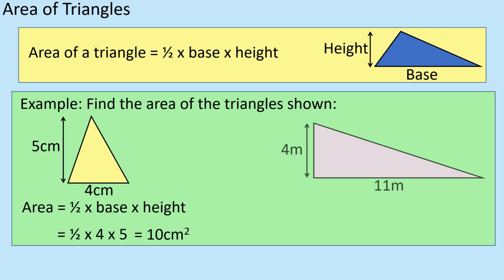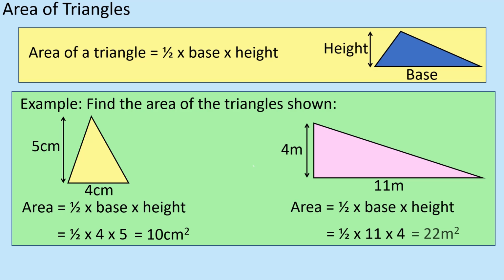Here, same kind of process. Well, this is a right angle triangle, so we're going to do 11 times 4 and then half it, which is going to give us 22 meters squared. Keep your eye on the units.